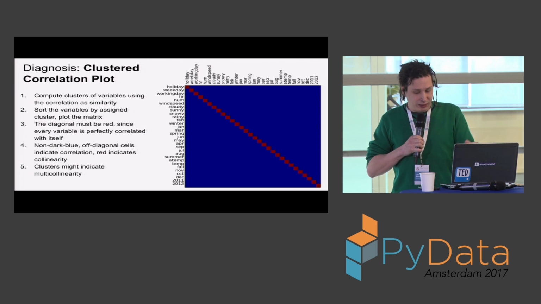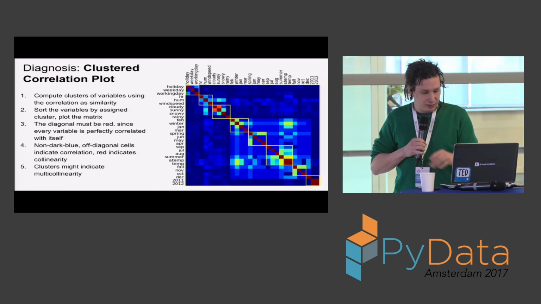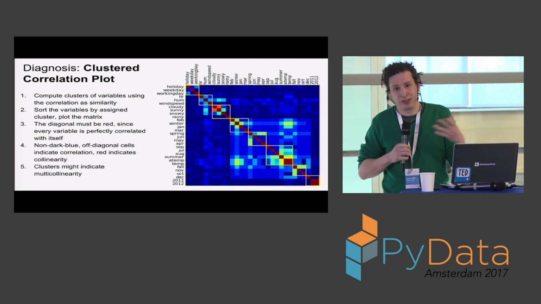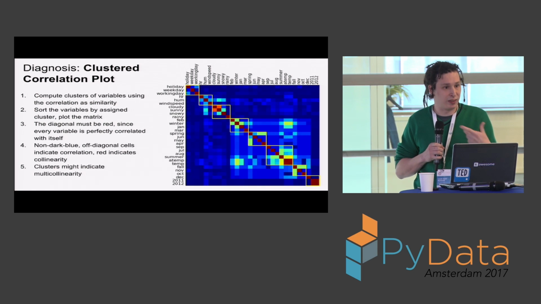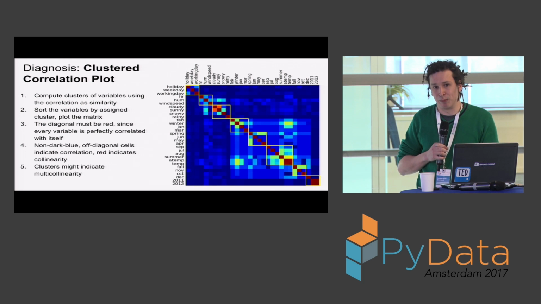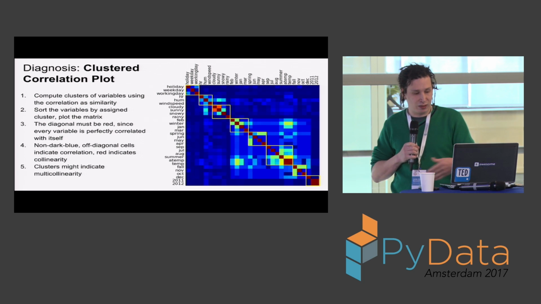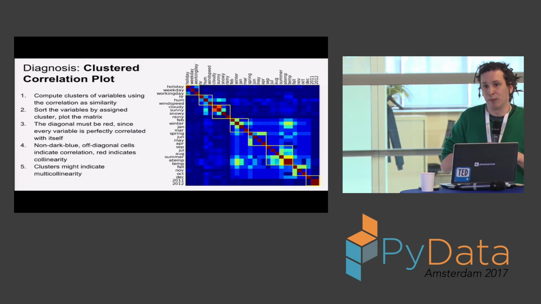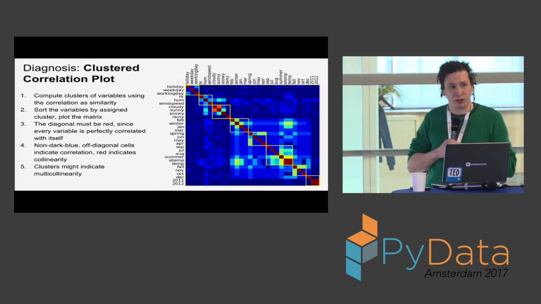Now, if we apply this technique to the bicycles data set, this is what we see. And we can see several things. First of all, there's blue all over the place. That's a good thing. There is information in pretty much every variable. But we also see, of course, the red diagonal, which is very important. But we see red, orange, green, yellow everywhere off the diagonal. And that means there might be some issues with multicollinearity.